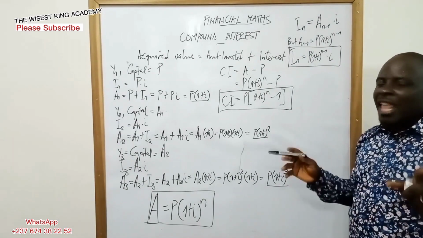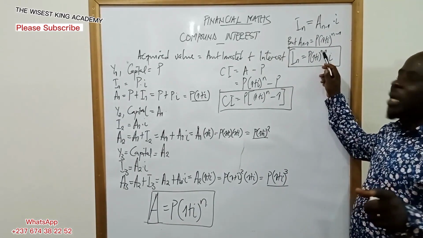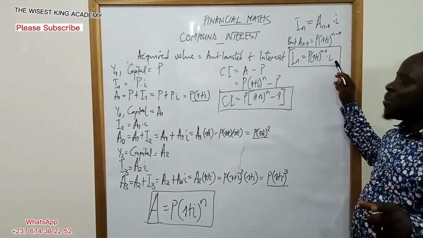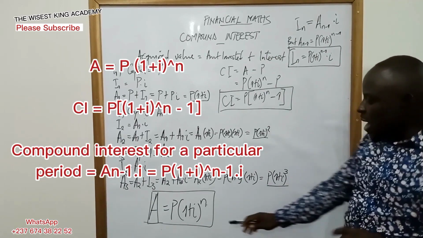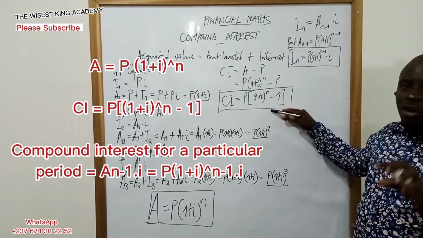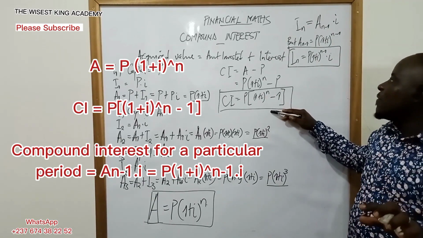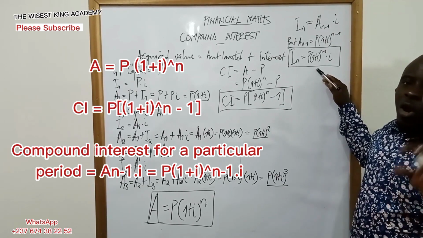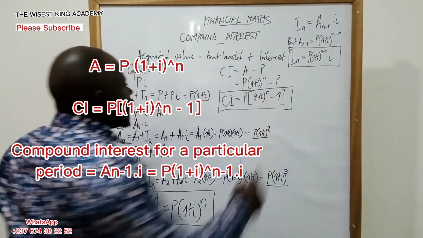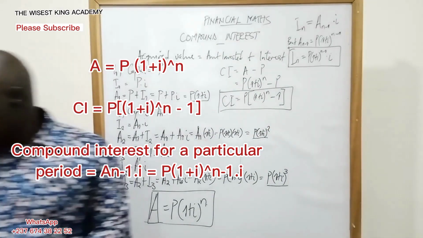So if they say 10th period, that's I10, what will be here? 9. P into 1 plus i raised to the power 9 times i. So this is how you can calculate the acquired value. This is how you can calculate the compound interest of the entire investment, the total investment. And this is how you can calculate the compound interest for a particular period. Please just glance through. We are going to start taking examples.